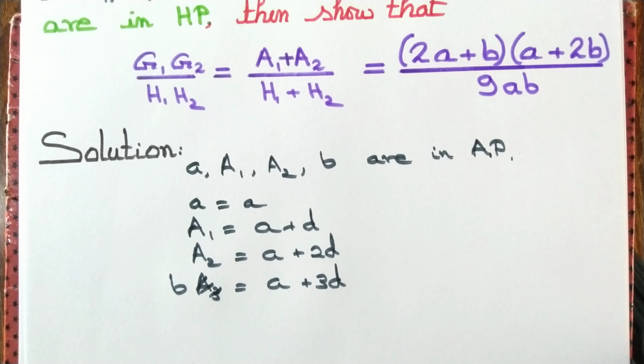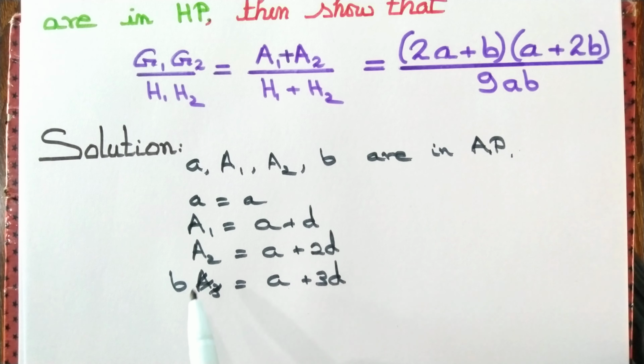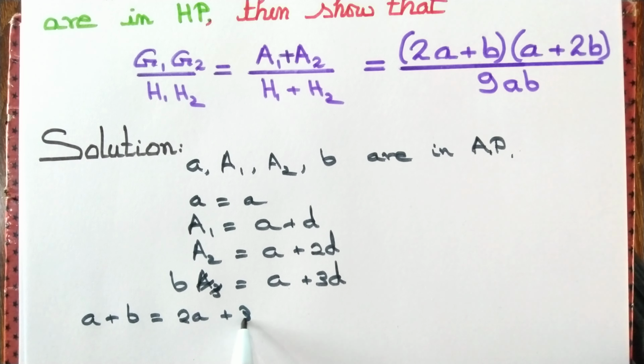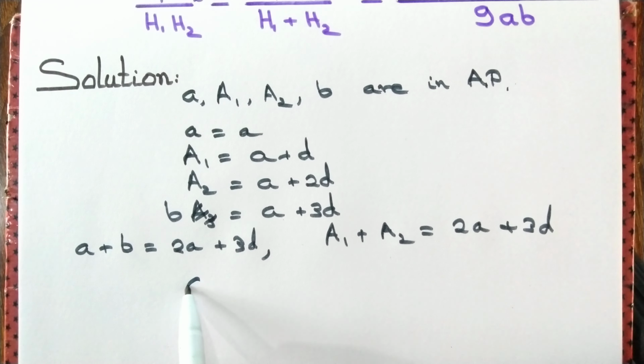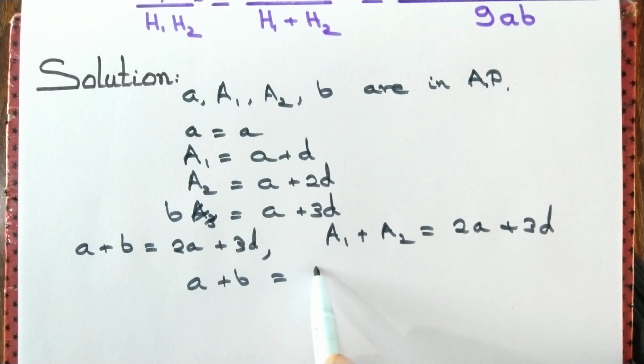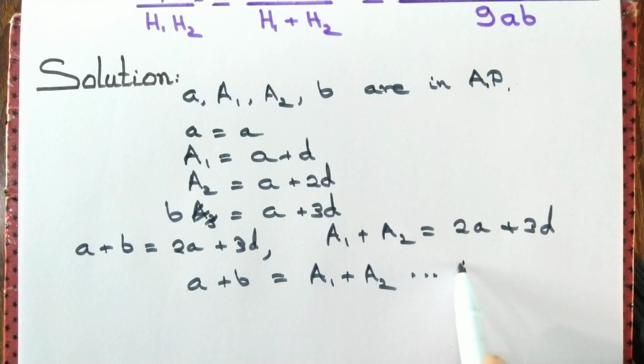Now, can we conclude something here? Observe that a plus b equals 2a plus 3d, and a1 plus a2 equals 2a plus 3d. Those two are equal. So the first observation is a plus b equals a1 plus a2. Let's call this equation 1.